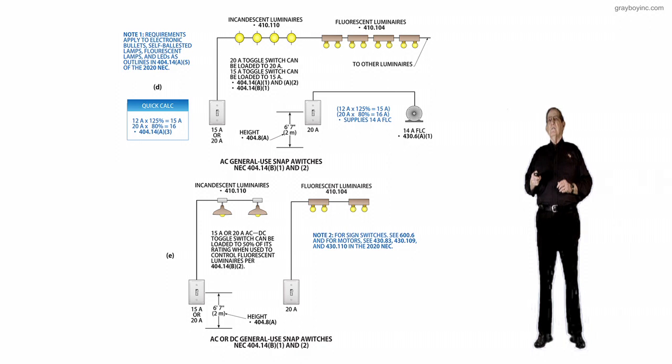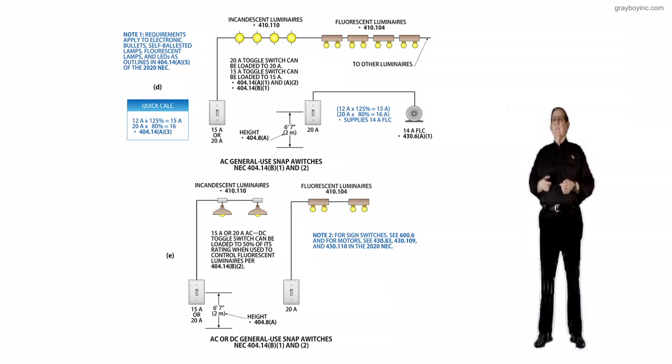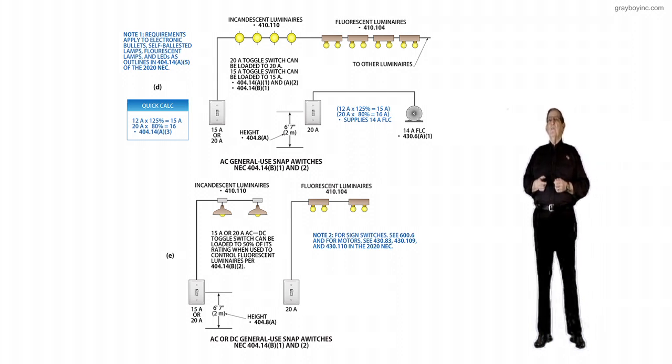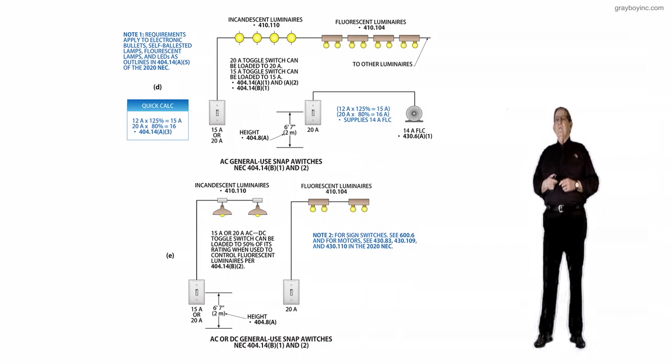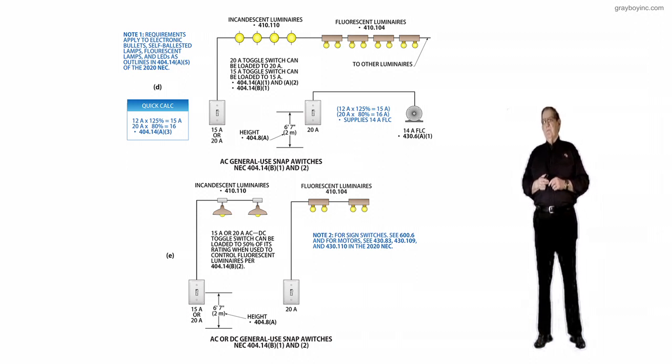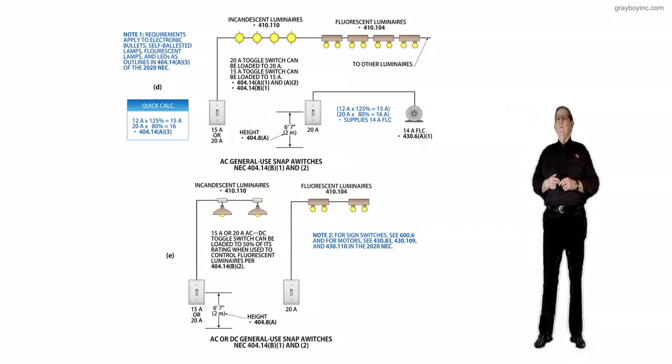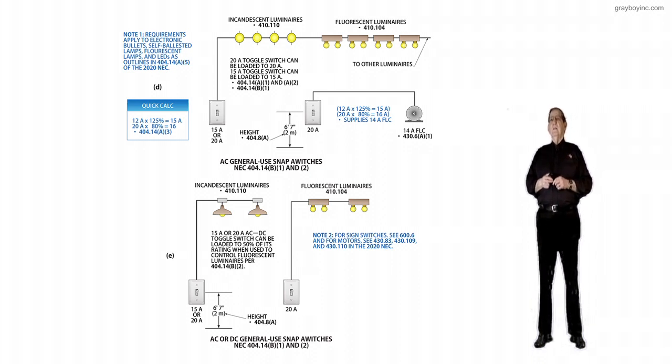And then notice if it was a 12 amp motor load, it'd be 125%, so a 15 amp switch. We take 80% of 20, which is 16, and that will supply the motor. So this points out that the 125% derates the loading of the switch to 80%. If we divide 1 by 125%, you'd come up with 80. If you took 80% and divided it into 1, you'd come up with 125.